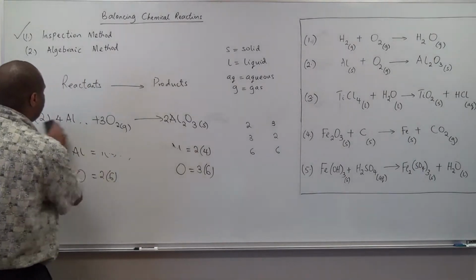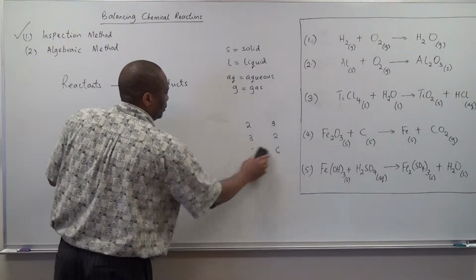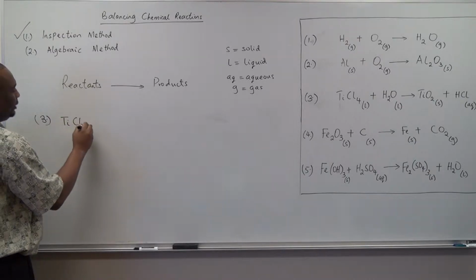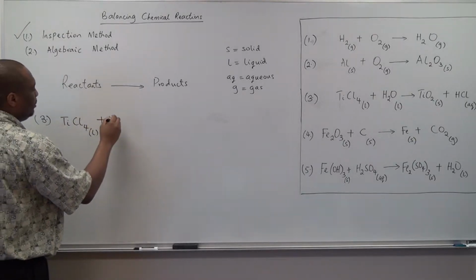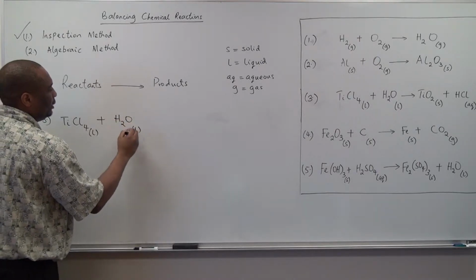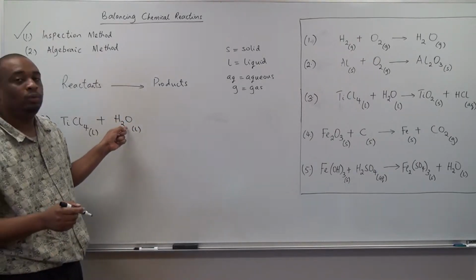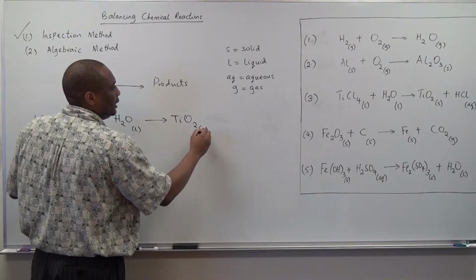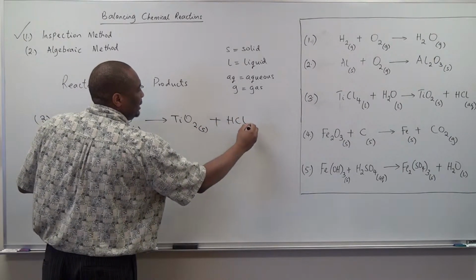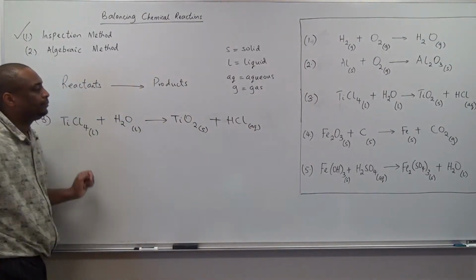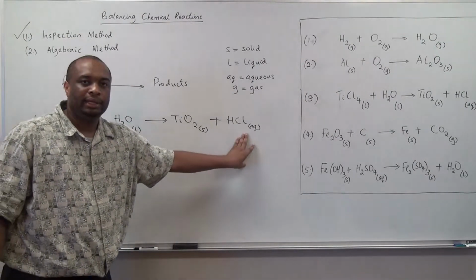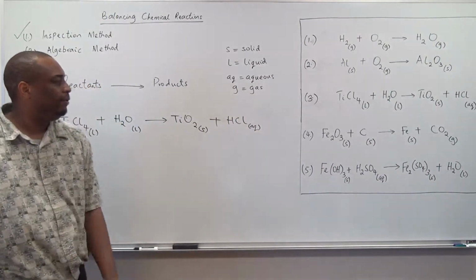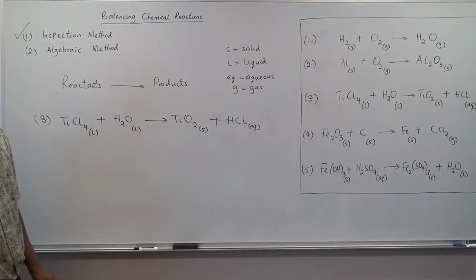All right, let's go to the third one. The third one, we have titanium chloride liquid combines with liquid water to give titanium oxide solid and hydrochloric acid aqueous. Now some people call this hydrogen chloride. If it's in gaseous form, some people call it hydrogen chloride gas. But this is actually hydrochloric acid, aqueous hydrochloric acid.